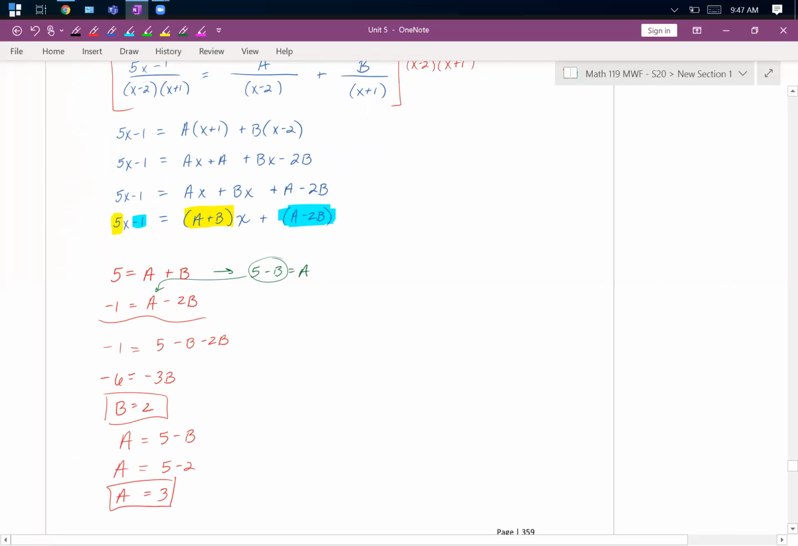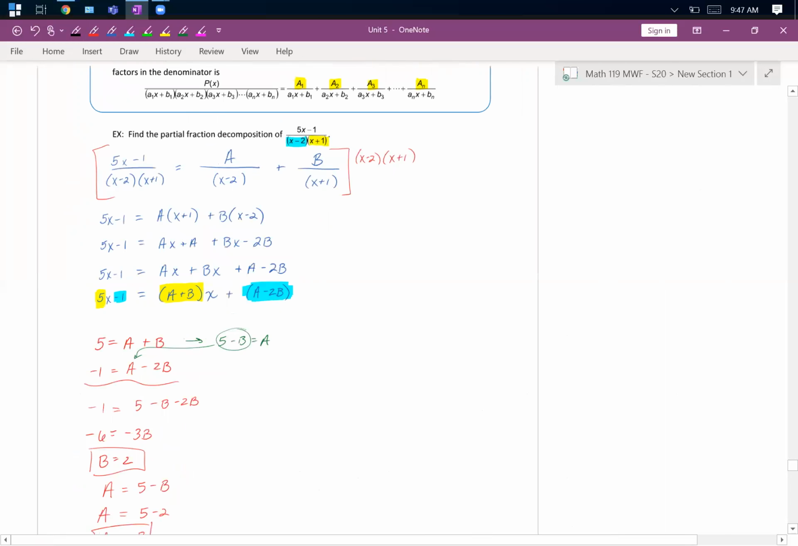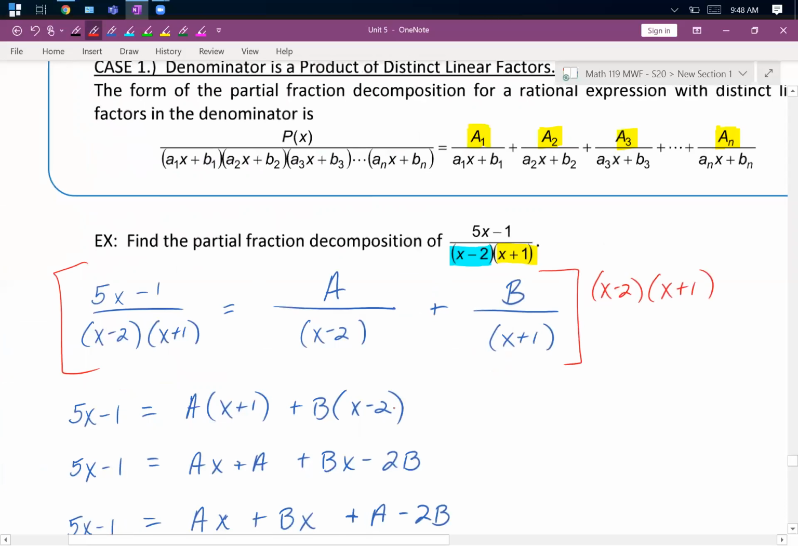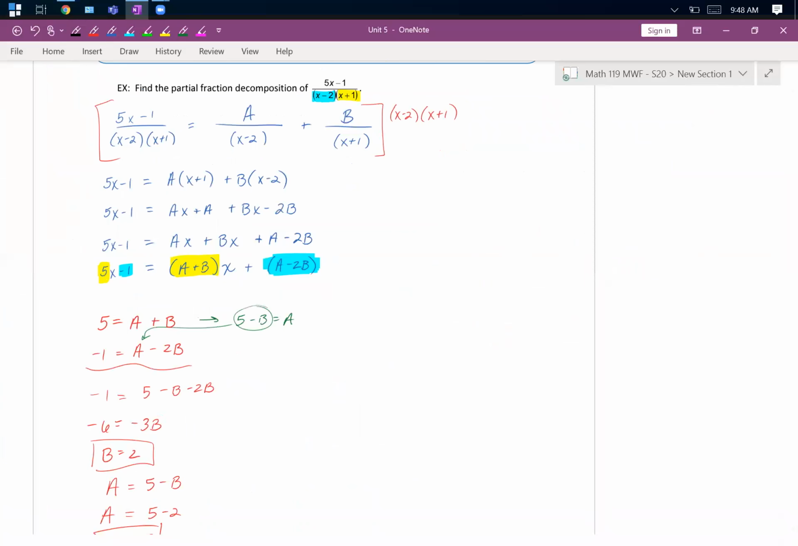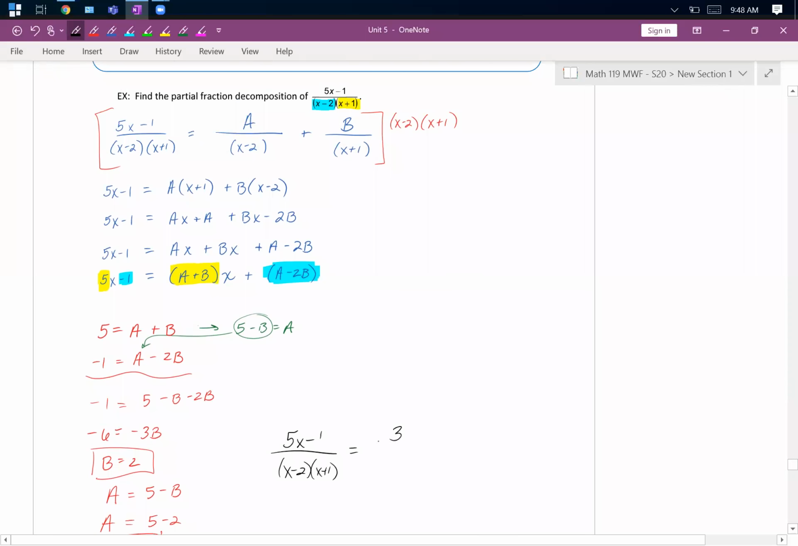We just need to write our last line. What we're going to do is simply take the a and the b value and plug it into the first equation that we wrote in the very beginning, and that's going to be our partial fraction decomposition. So our final answer is 5x minus 1 over x minus 2 times x plus 1 equals 3 over x minus 2 plus 2 over x plus 1.